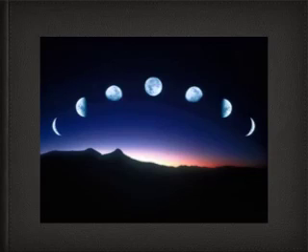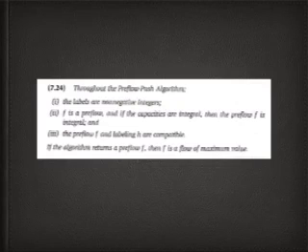We summarize a few simple observations about the algorithm. 7.24. Throughout the preflow push algorithm: 1. The labels are non-negative integers. 2. f is a preflow, and if the capacities are integral, then the preflow f is integral. And 3. The preflow f and labeling h are compatible. If the algorithm returns a preflow f, then f is a flow of maximum value.